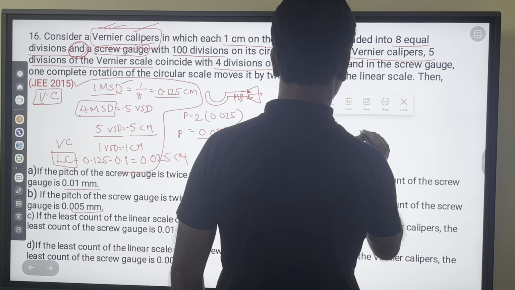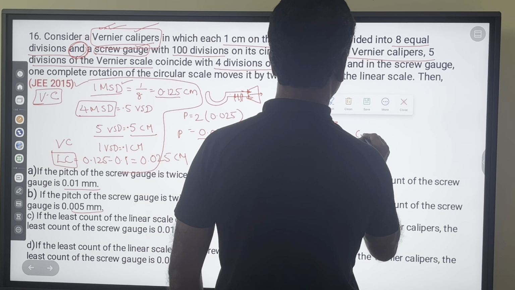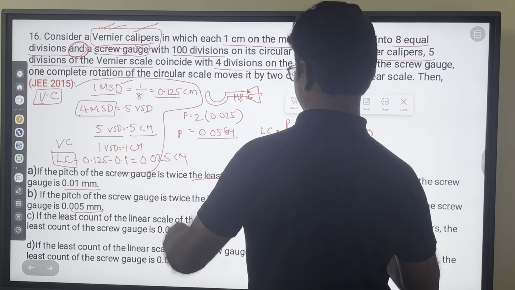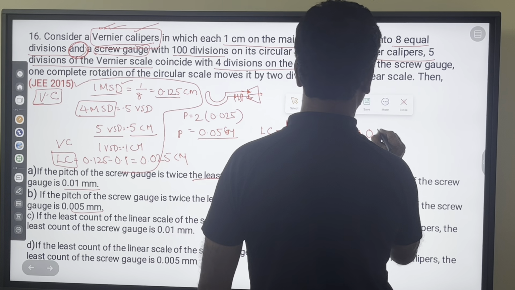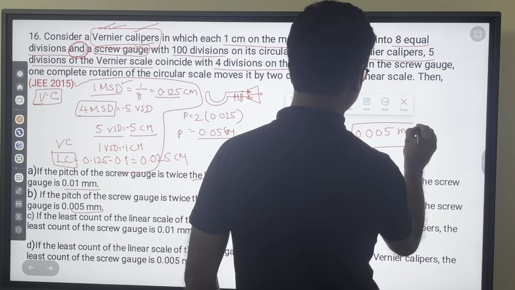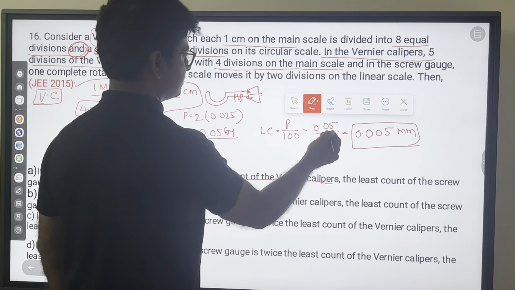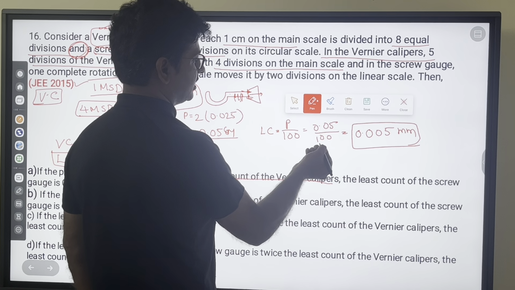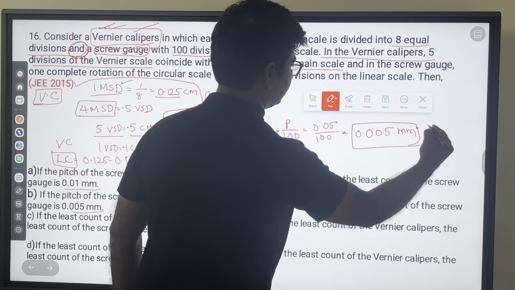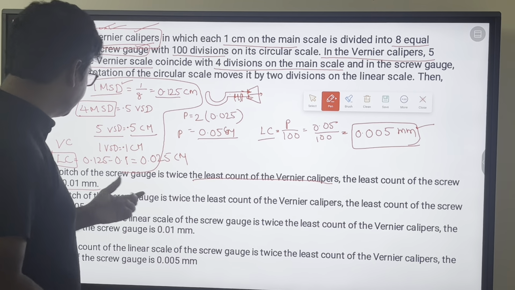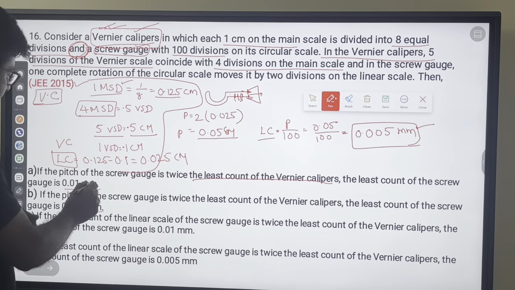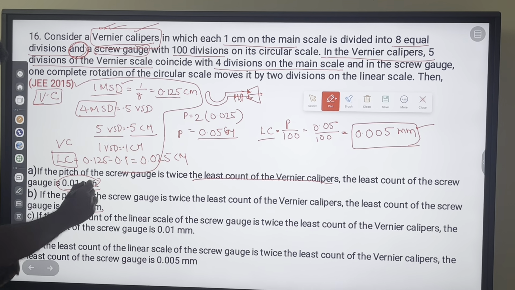So how much are we getting? Since the options are given in mm, I can take 0.05 centimeters as 0.5 mm, and 0.5 by 100 is equal to 0.005 mm. So the least count of the screw gauge I am getting is 0.005 mm, considering the pitch of the screw gauge is twice the least count of the vernier calipers. But here it is given as 0.001, so this option is wrong.